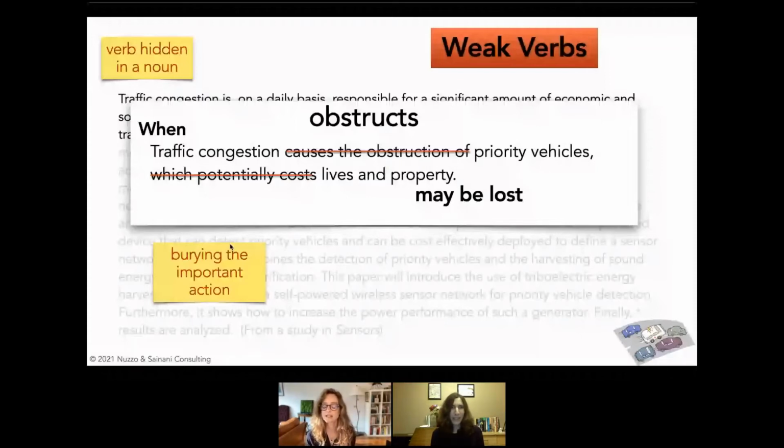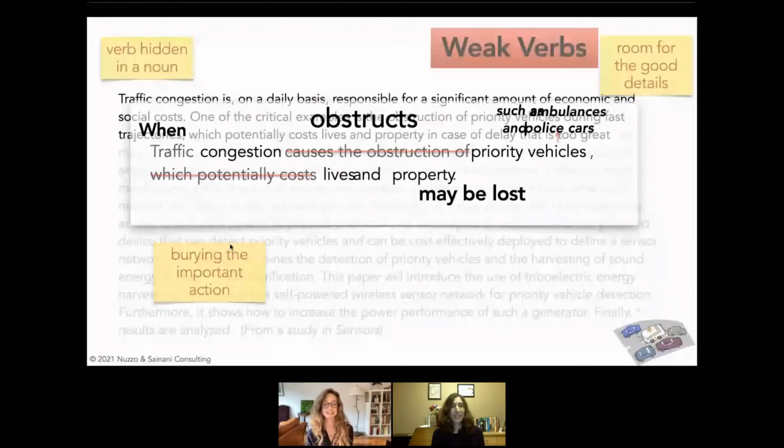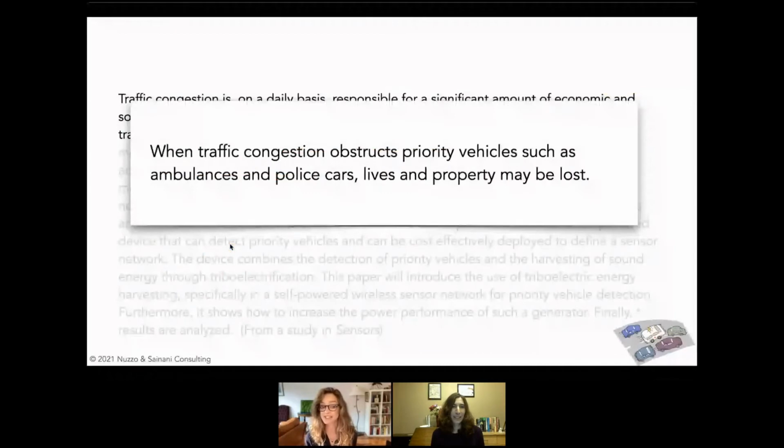Yes, it is. And I feel like when we write about science, we need that cause and effect. So we need to really bring that to the forefront. And you know what this does? You get room for the good details. Once you've cleaned out the junk drawer, you can put more stuff in it, the important stuff, your favorite priority vehicles, such as ambulances and police cars. So when traffic congestion obstructs priority vehicles, such as ambulances and police cars, lives and property may be lost. I love it. Yeah, that's so much better.